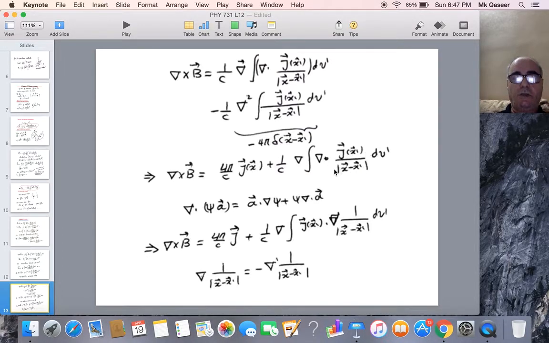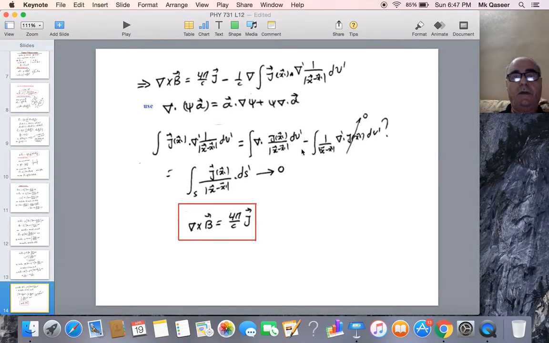We have to use again this relation and change to the primed variable using this relation. We finally find this is equal to 0. We convert this using the divergence theorem to a surface integral, and this reduces to 0. This is curl B, which is 4 pi over c times J.